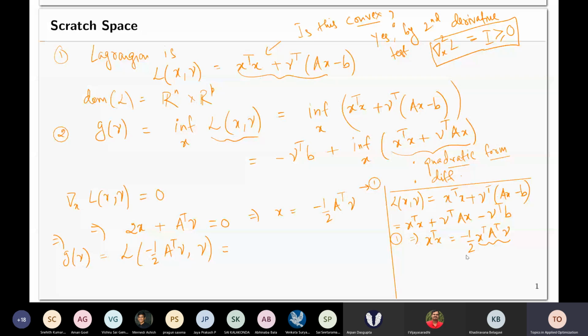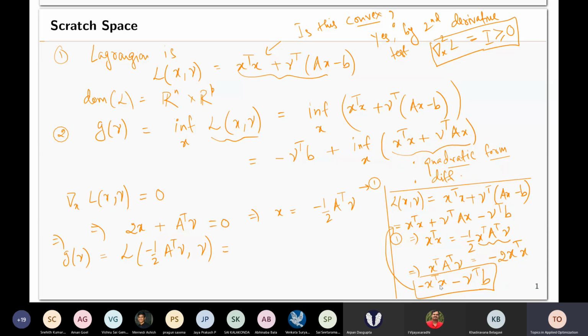This implies x transpose A transpose nu is minus 2 times x transpose x. So in other words, this term can be substituted with minus 2 x transpose x. So this will now become x transpose x minus 2 x transpose x, which is minus x transpose x, and then minus nu transpose b. So the Lagrangian simplifies to this.